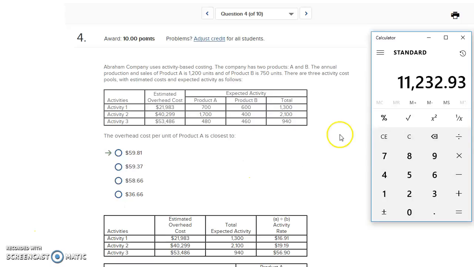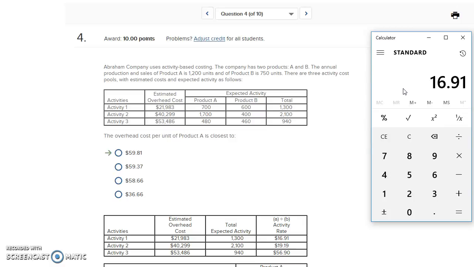Okay, so for 4, what I'm doing here is I'm going, again, they give us the estimated cost and then the total number. So I'm going to figure out for activity 1 what my cost per activity is. And again, let's just use, just for fun, let's use mixing, sifting, and molding. So we're going to use the same thing. So for mixing, my total cost is $21,983, and I had 1,300 total mixes. So my cost per mix is $16.91.